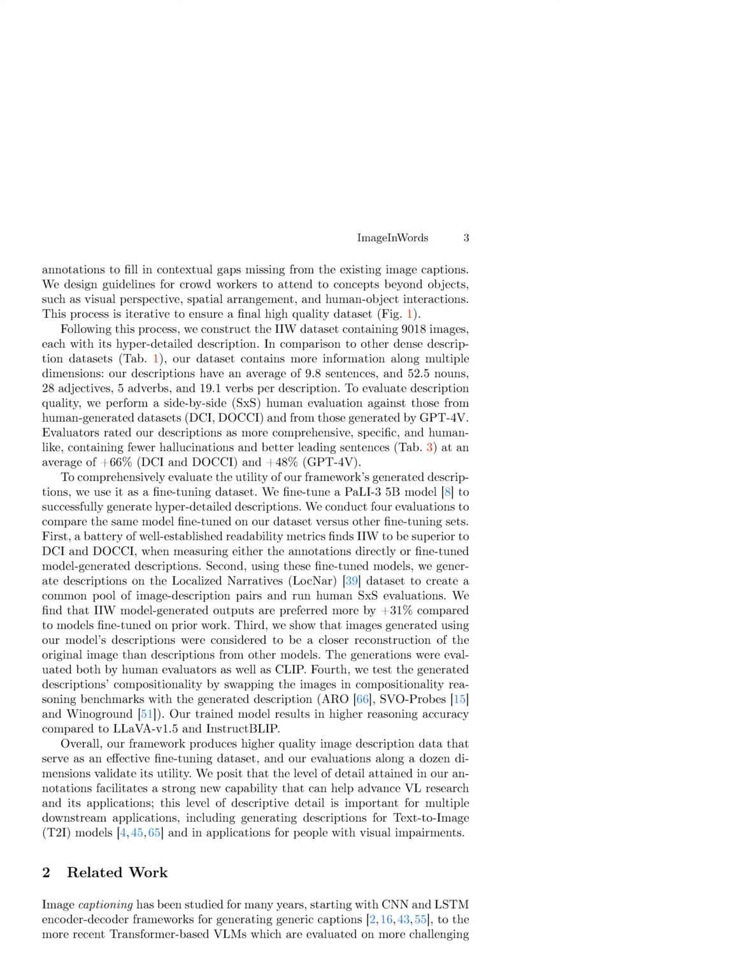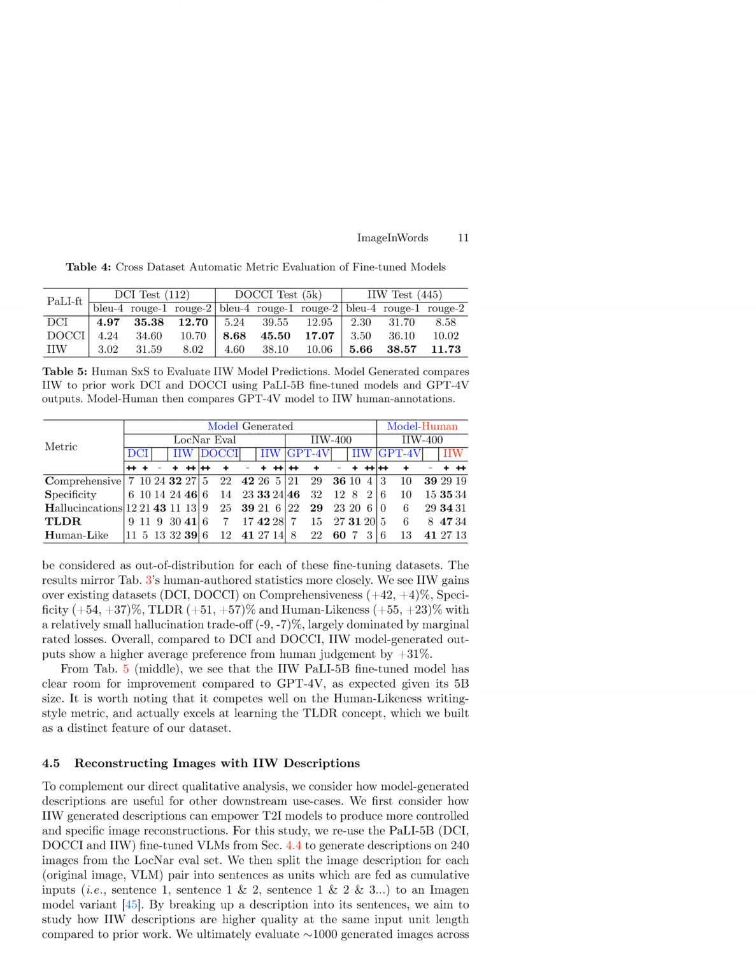Furthermore, the IIW method outperforms existing methods in fine-tuning models for generating hyper-detailed descriptions. Evaluations show that models fine-tuned on the IIW dataset produce superior results in terms of readability metrics, human SxS evaluations, image reconstruction, and compositional reasoning tasks. The IIW fine-tuned models exhibit higher comprehension, specificity, TLDR quality, and human likeness compared to models fine-tuned on other datasets.